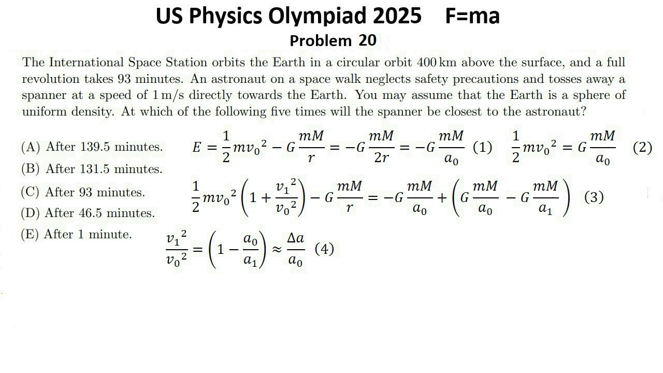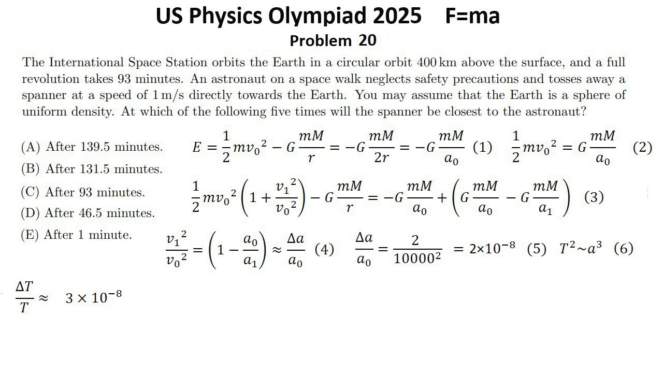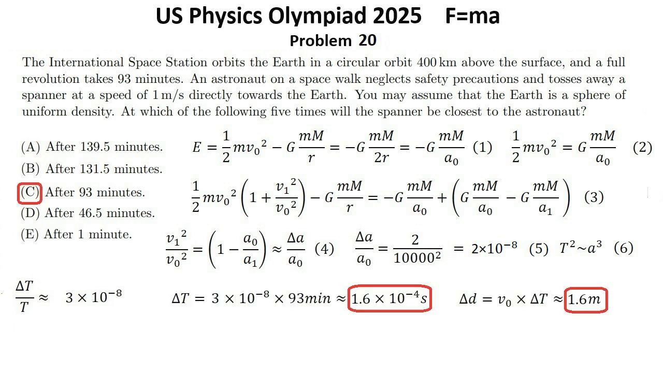For simplicity of calculation, we put V0 equal to 10,000 meters per second. Thus, the total relative increase in the semi-major axis will be 2 times 10 to the power of -8, Formula 5. Next, using the proportion from Kepler's third law, Formula 6, it turns out delta T divided by T is equal to 3 times 10 to the power of -8. Ultimately, we get a lag of the spanner from the station equal to 1.6 meters, and a time a little more than 93 minutes. This will be the answer C. And this was the solution to problem 20.